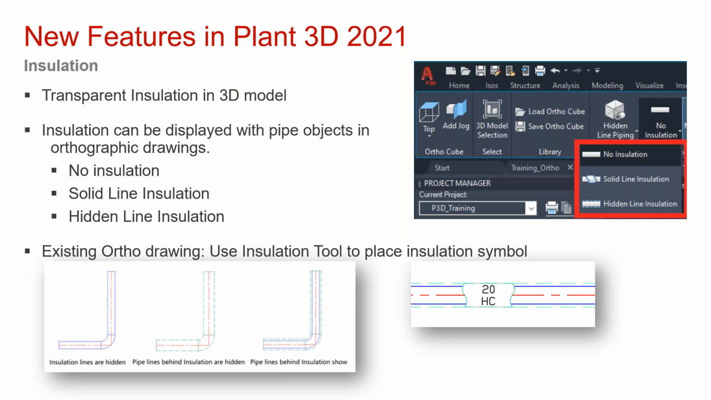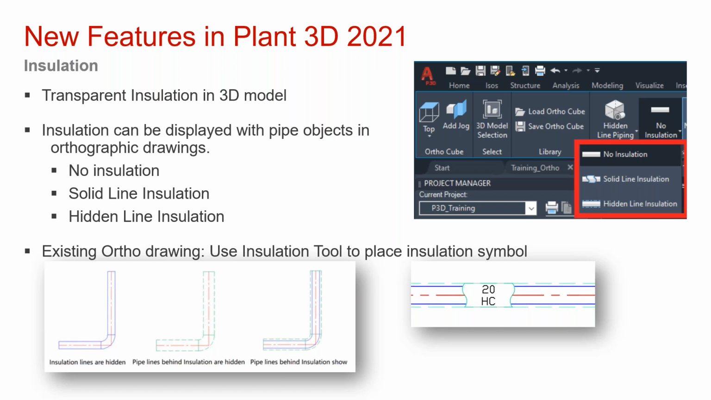So one of the things that we've added is insulation features, which is affecting the orthographics because there are some ortho settings for how insulation is shown. So first off, in the 3D model, we have insulation shown in a transparent form, and I'm going to show you a little video that shows you how that works here.